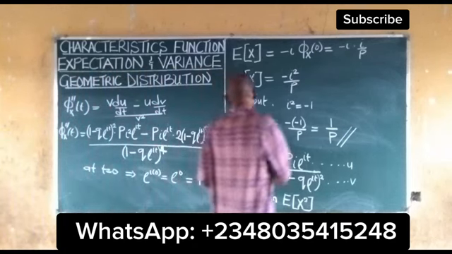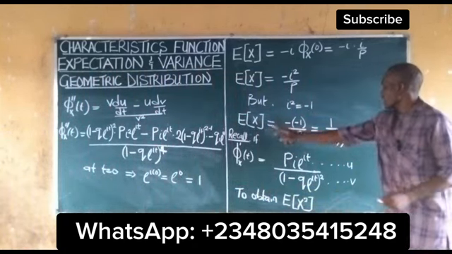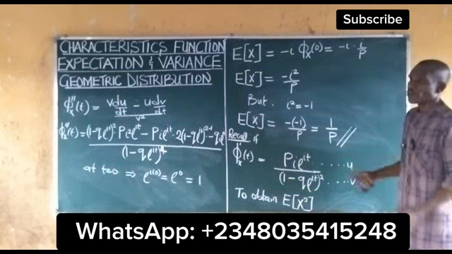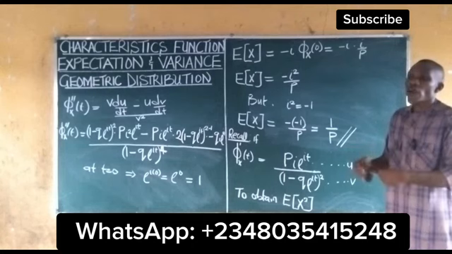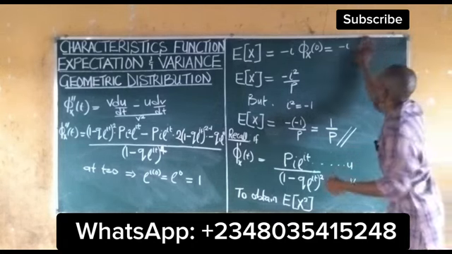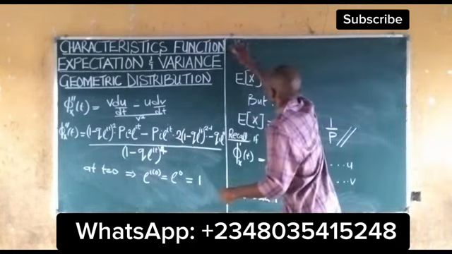We should not forget that our expected value of x is equal to 1 all over p, because we will recall it for when we are looking for our variance. So we move over to this other side of the board.